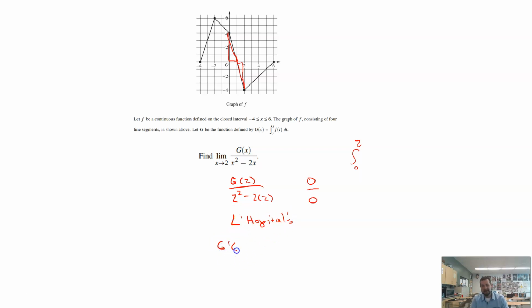That's take the derivative of the top, g prime of x, and the derivative of the bottom, 2x minus 2, separately, then evaluate the limit again. So I get g prime of 2 over 2 squared is 4, or 2 times 2 is 4, minus 2 is 2. G prime of 2 just means look at the graph and say that the y value is -4, divided by 2, which gives me -2 for my answer.